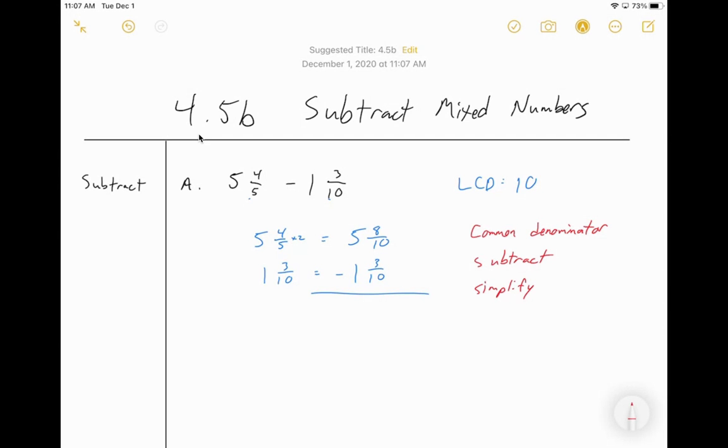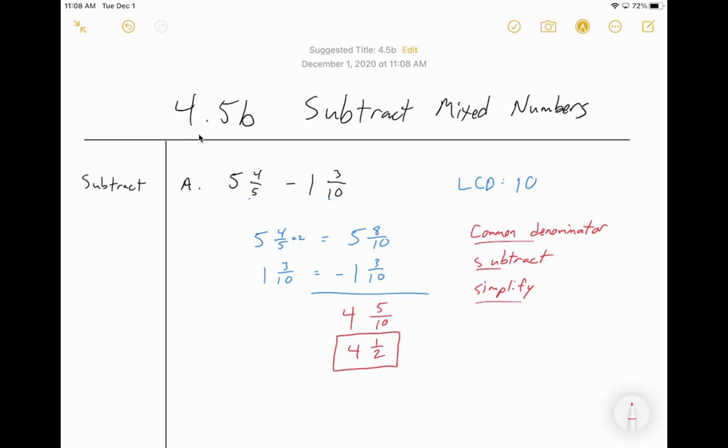So 8 minus 3 is 5, right? 8/10 minus 3/10 is 5/10. 5 minus 1 is 4. But I need to do this last step, right? I need to simplify. So that's actually 4 1/2. Right? So subtract, let's find a common denominator, then subtract, and then simplify. That seems pretty straightforward, right? That's kind of like yesterday, just instead of adding, you subtract.